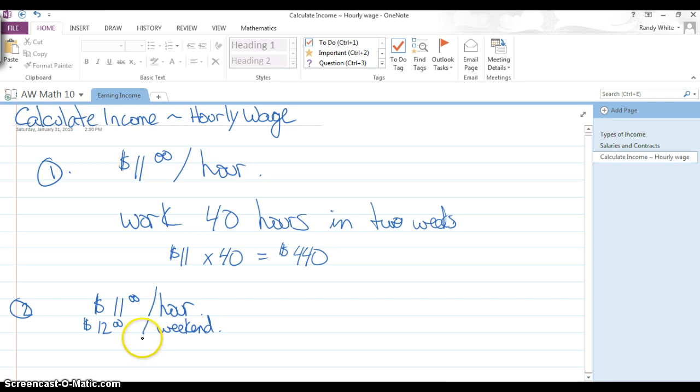And in evenings, most families like to be at home with their kids, so they'll hire people to work in the evenings. Again, it's not a real great time to work, so they may also give you a little bit of a bonus, and pay you $11.50 per hour.